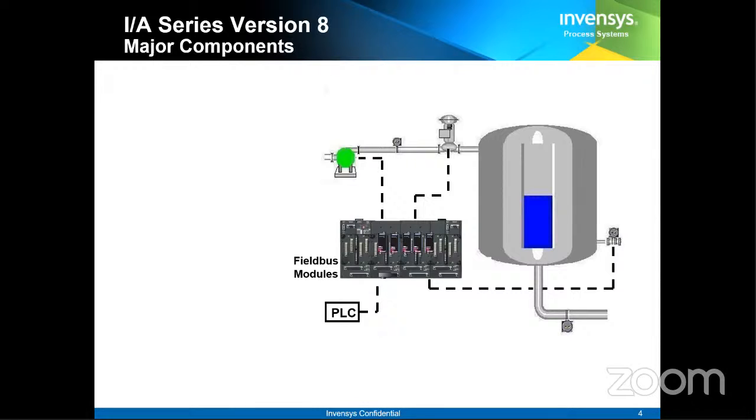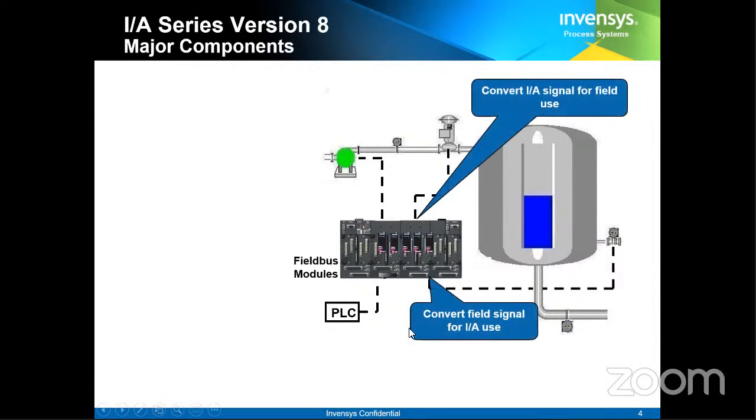If there is a separate PLC in the DCS architecture, they can also communicate with it. So ultimately, the field bus module converts the field signal into a DCS signal. In terms of the Foxboro DCS system, the DCS signal is called an IA signal, or intelligent automation signal, because Foxboro has defined their DCS system as the IA series. They call it the intelligent automation series. So ultimately, this field bus module converts the IA signal for field use.